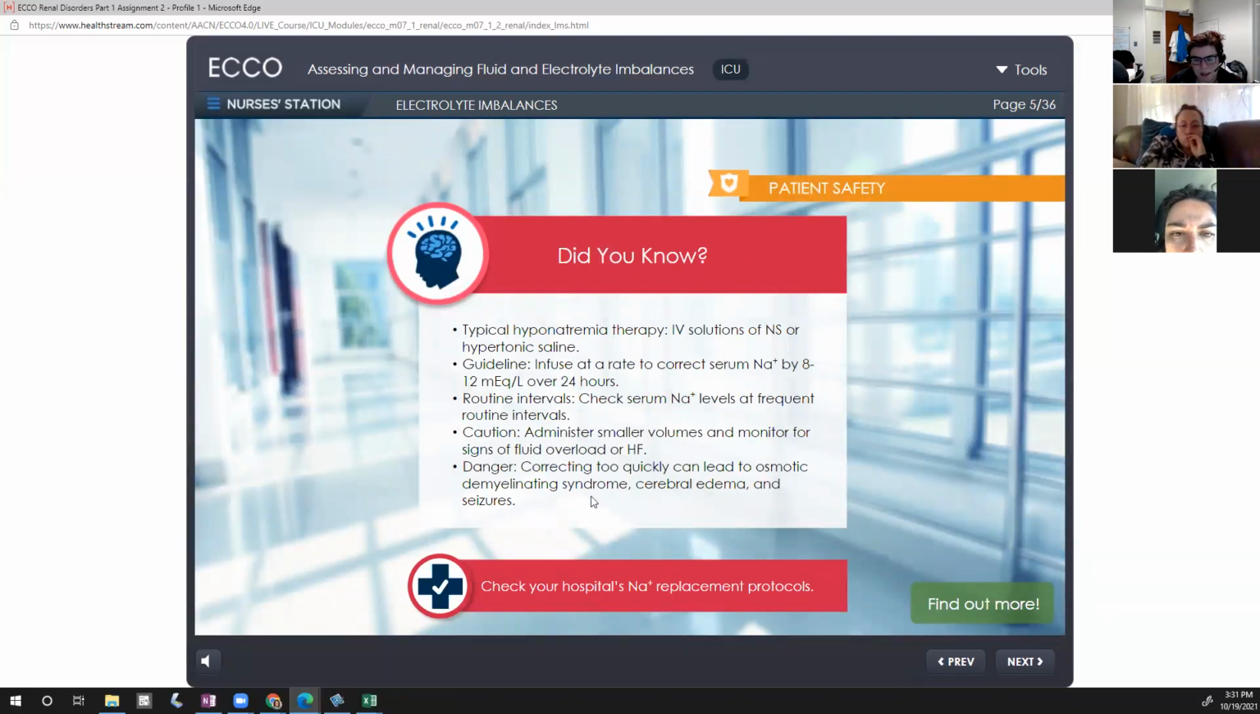Yes, an osmotic demyelinating syndrome. So if you ever talked to Courtney, who used to be a PA in the MICU, that was one of her big things that scared her about neuro patients: overcorrecting quickly.